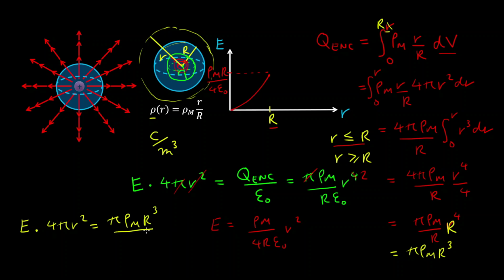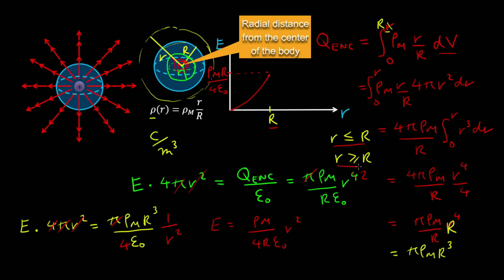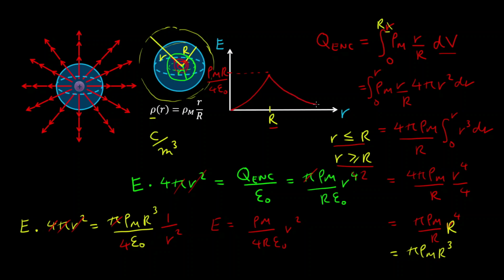If we substitute for the enclosed charge in the flux equation, so pi rho m by R cubed, and we divide by the permittivity of free space, and divide by 4 pi r squared, pi cancels, and we get 4 in the denominator and r squared in the denominator. So the electric field is inversely proportional to the square of the radius from the center of the charge for r greater than or equal to R. So it's going to vary as follows. And if we substitute for capital R, what we get is rho m by R on 4 epsilon naught at R. And I'll see you in the next video.